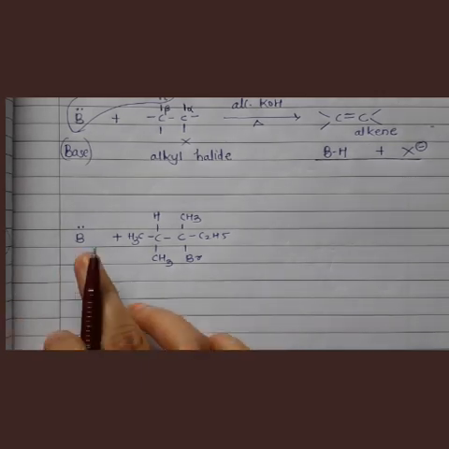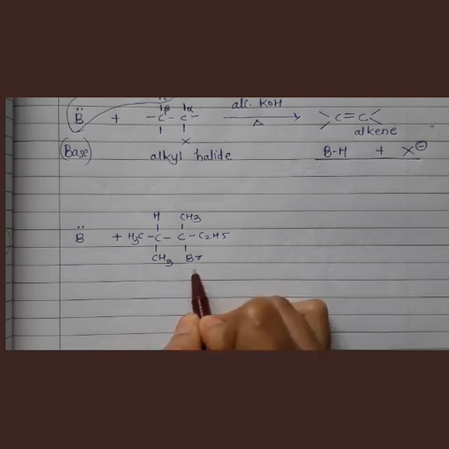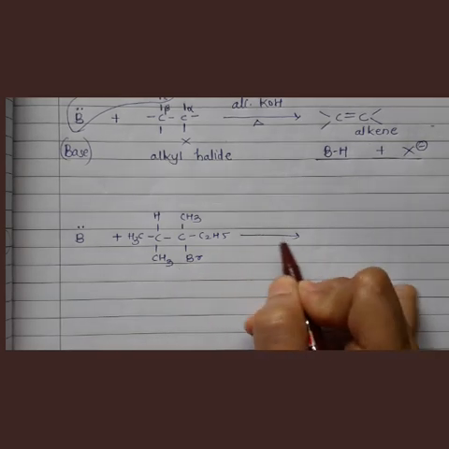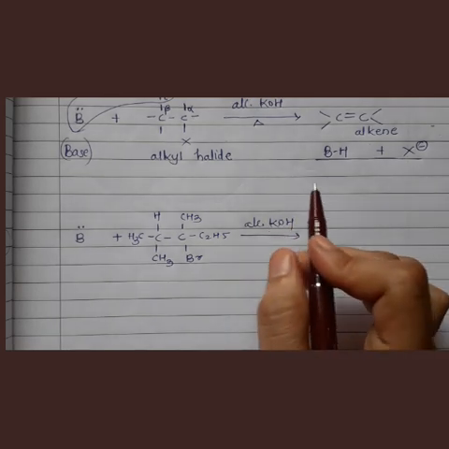So you can see here base plus this alkyl halide I have shown over here. Now bromine is there, so this is alkyl bromide, in presence of alcoholic KOH. So see what will happen over here.